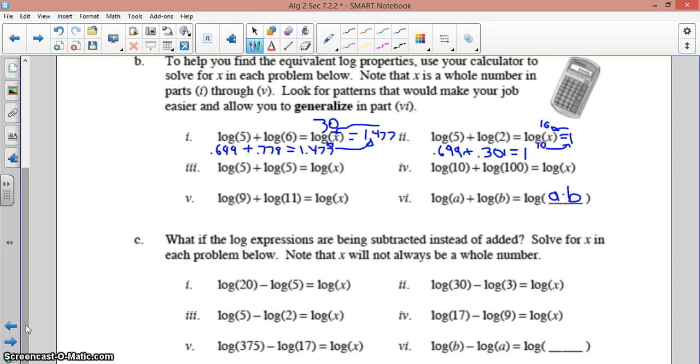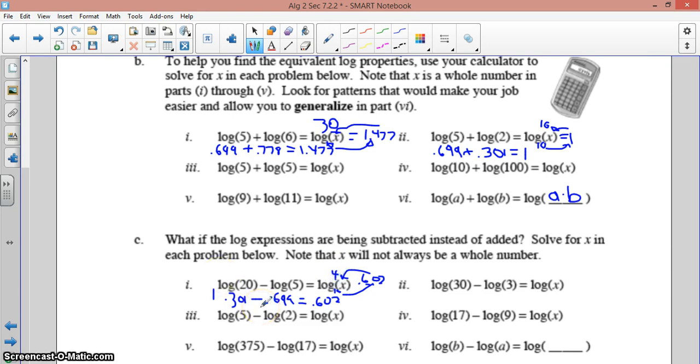Letter C, similar thing. We'd have log of 20, which is 1.301. We're going to subtract that from log of 5, which is 0.699. And when I subtract those, I get 0.602. And so if I go 10 to the 0.602 power, see what we get. We get roughly 4. So x would be 4 here.